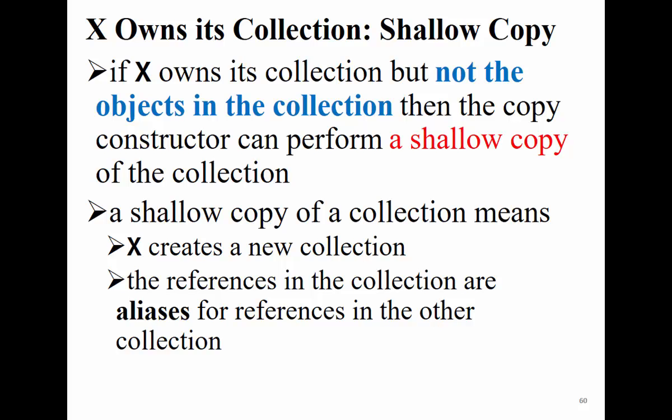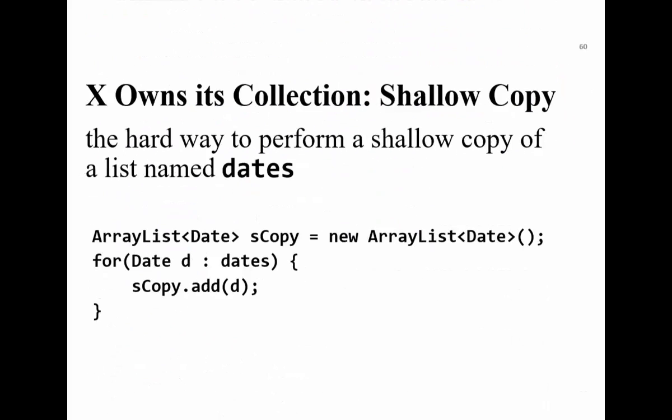Okay, now this is an example of a shallow copy. X owns the collection. Okay, I own the collection, but I don't own the objects inside the collection. That means I have to do what? A shallow copy, which we discussed early on in this slide. A shallow copy means X creates a new collection. If I ask you to do a shallow copy for this object, that means you have to create a new array list, but you don't need to create a new object for each element inside the array list.